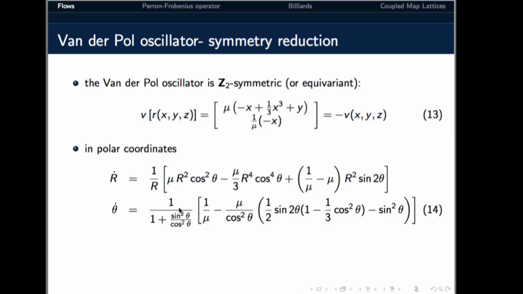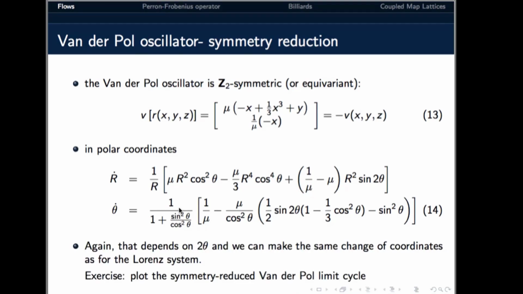On the other hand, both sine square and cosine square, and also cosine to the 4th power of theta, cannot be rewritten in terms of trig functions of 2 theta. So again, this depends on 2 theta, and we can make the same change of coordinates as for the Lorenz system before. One can do it as an exercise if you like.